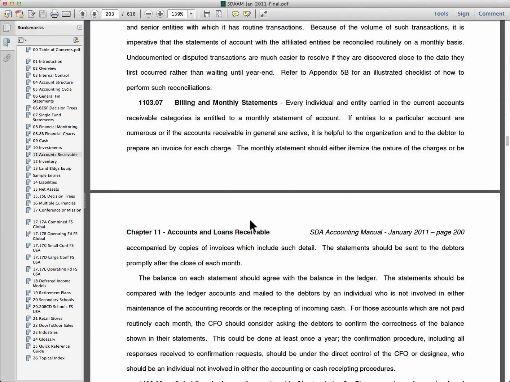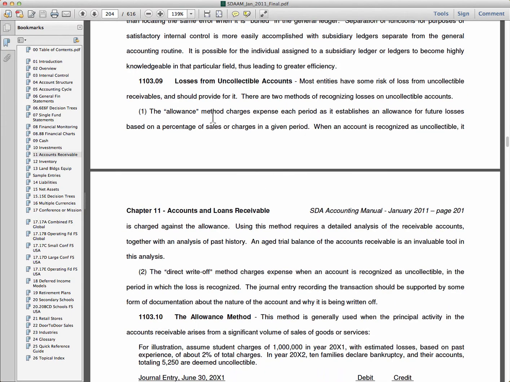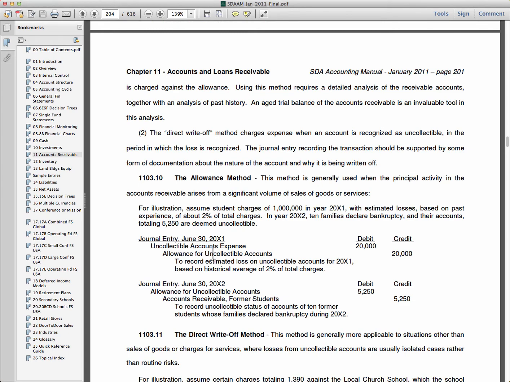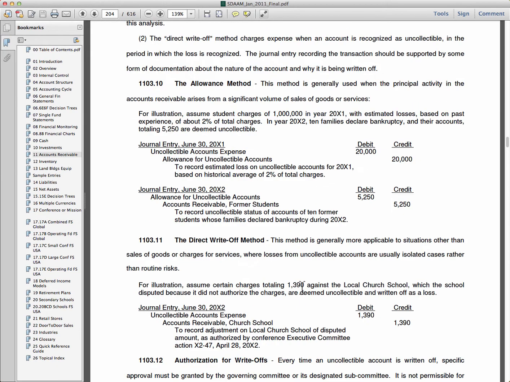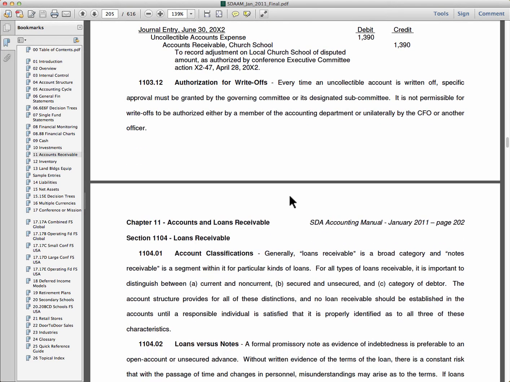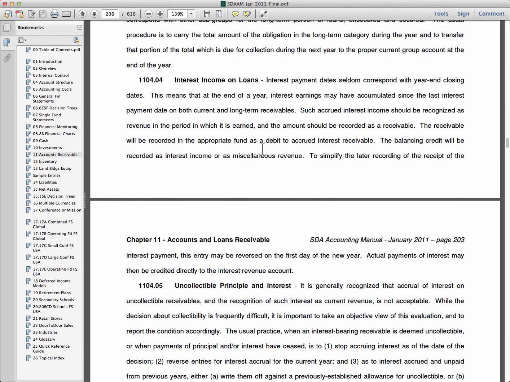Okay, and then the accounting manual talks about which method of accounting you're going to use for accounts receivable, direct write-off or the allowance, and it illustrates how to do the allowance method, which is the Sun Plus way of handling most of the things. And it talks about authorizing write-offs, and then we have a classification of loan receivables. Another section of the chapter is accounts receivable and loans receivable, and we're now in the loans receivable category. And then we need to categorize these things, and let's go down here to where we will spend most of our time looking at this.